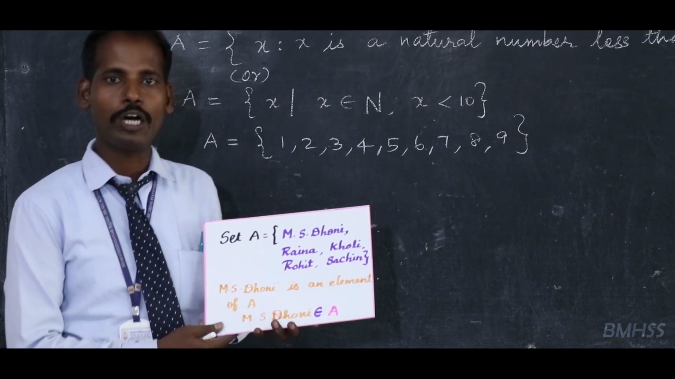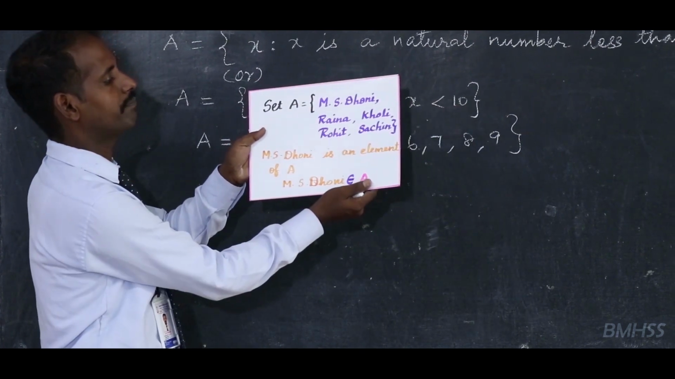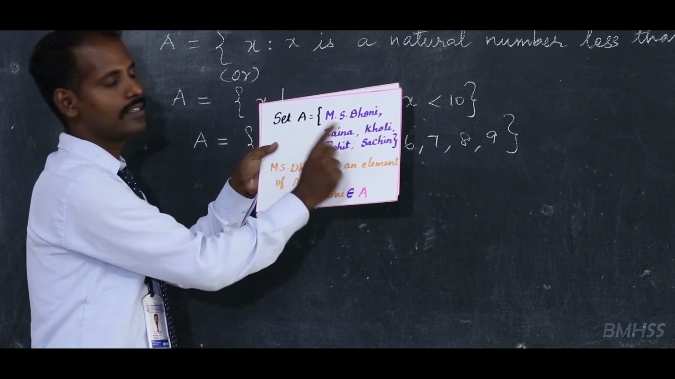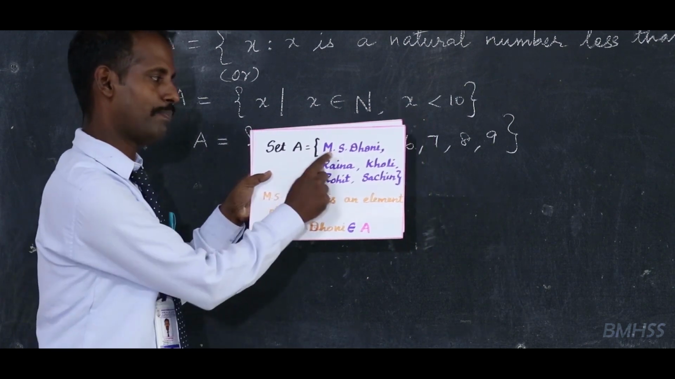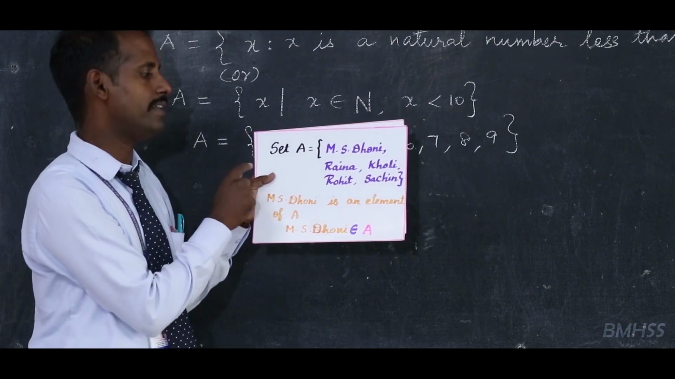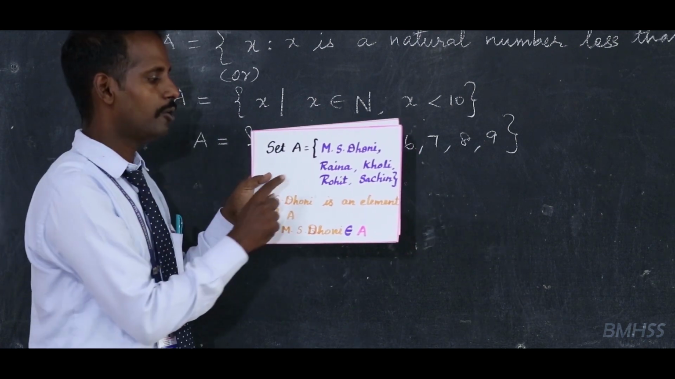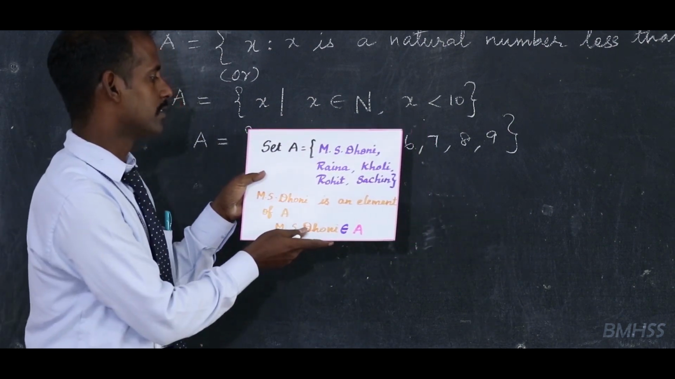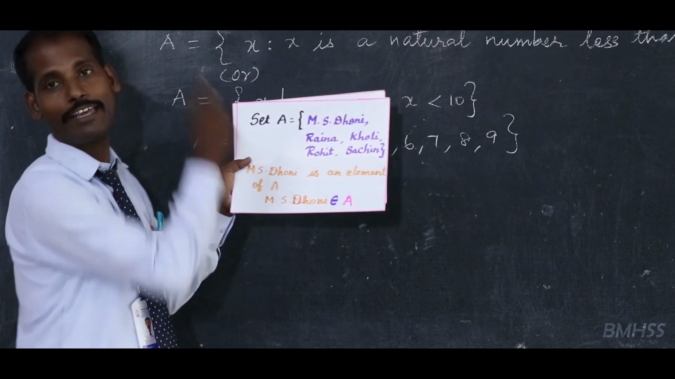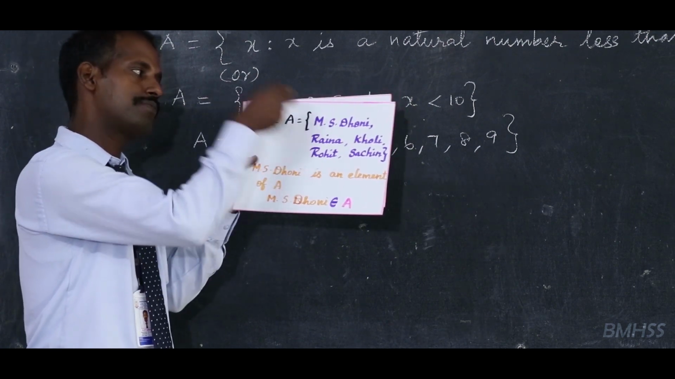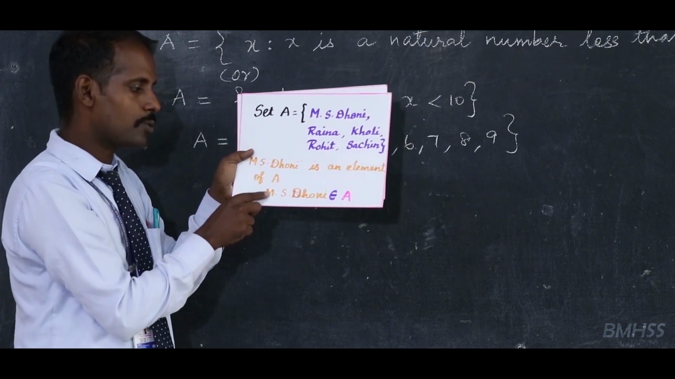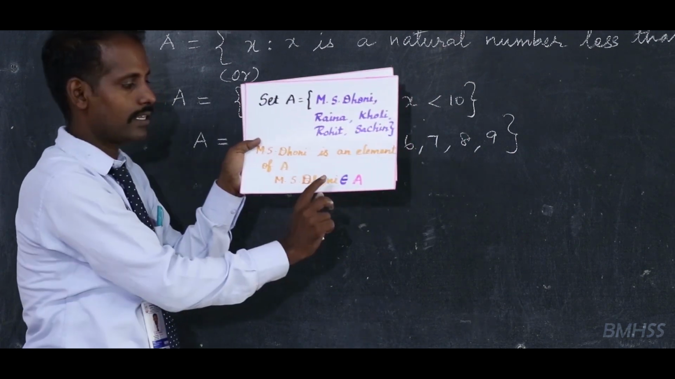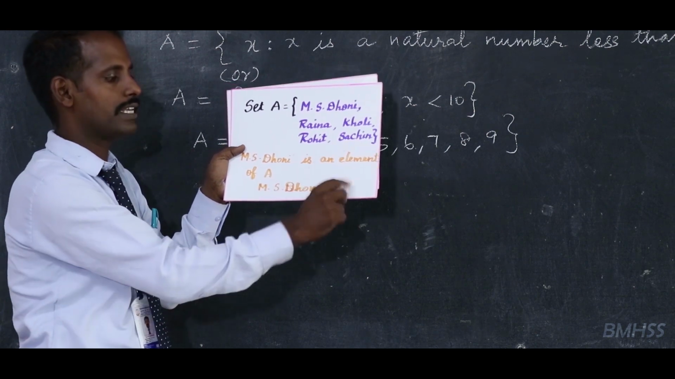Now I will explain one example. Set A: MS Dhoni, Raina, Kohli, Rohit Sharma, Sachin. These are the elements. MS Dhoni is one of the cricket players. Raina is one of the cricket players. Kohli is also one of the cricket players. Rohit is also one of the cricket players. Sachin is also one of the cricket players. Now MS Dhoni is an element of A. MS Dhoni is an element of set A, so MS Dhoni belongs to A.